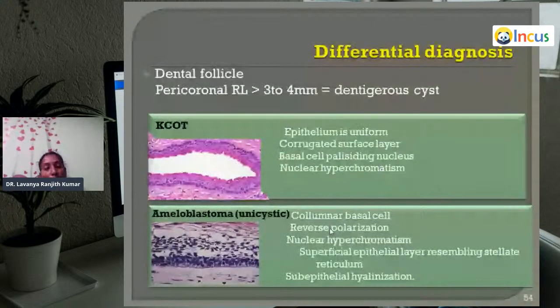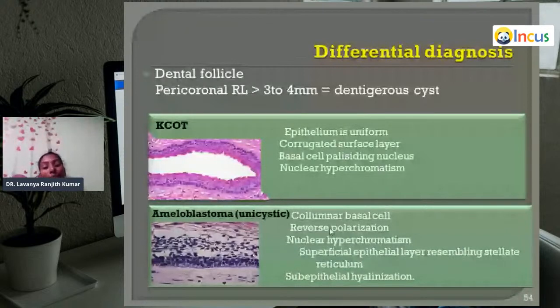The differential diagnosis is the dental follicle, because it is very difficult to differentiate whether it is a dental follicle, an inflamed dental follicle, or a dentigerous cyst. If the pericoronal radiolucency is more than 3 mm to 4 mm, that means 5 mm, it is called a dentigerous cyst.